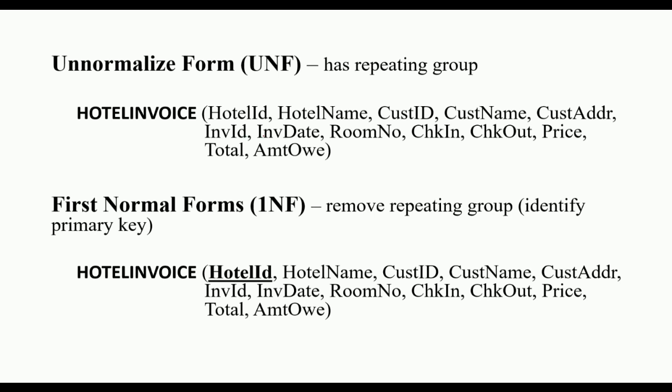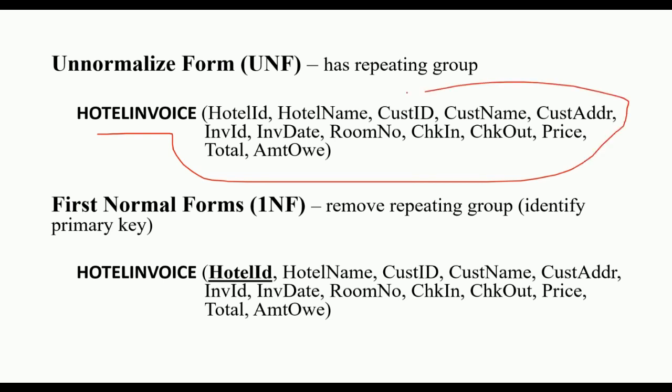Next, so, hotel ID. This relation has a repeating group because it is in unnormalized form and there is no primary key. You can see there is no primary key. We can identify that customer ID, invoice ID, and hotel ID should be primary keys, but this relation is for the hotel invoice. So from the unnormalized form, when there's no primary key, there is a repeating group. So we need to change it to the first normal form.